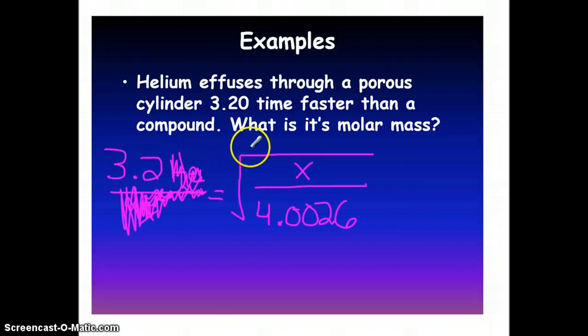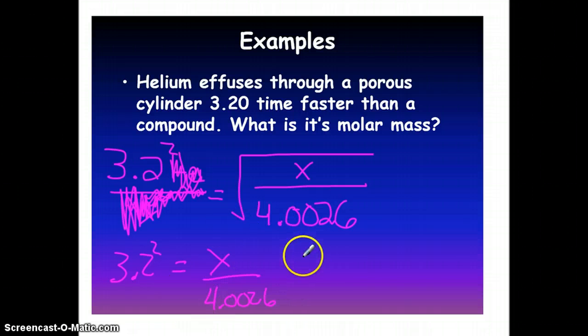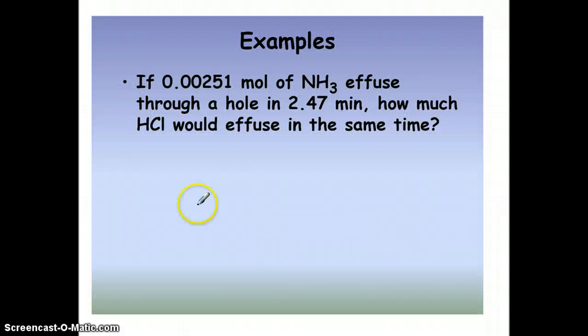All right, so to get rid of the square root sign, you need to square the other side. So we're going to do 3.2 squared. Okay, and that's equal to X over 4.0026. So square 3.2, multiply it by 4.0026, and you get the molar mass of 40.99 grams. Okay, so that was the molar mass. All right, let's look at some more problems because sometimes the wording can throw you off.